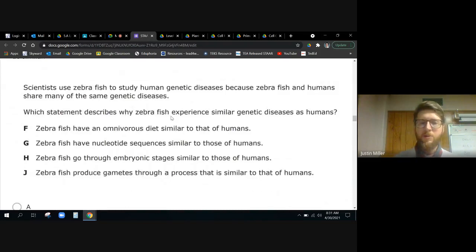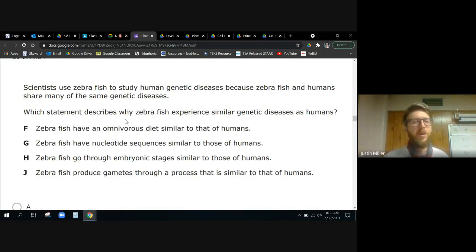All right, which statement describes why zebrafish experience similar genetic diseases as humans? So why would zebrafish have similar genetic, meaning DNA, diseases to us? If us and this other thing get diseases that affect our DNA in the same way, then that probably means that our DNA is similar. If our DNA is similar, that's basically the answer. Okay.